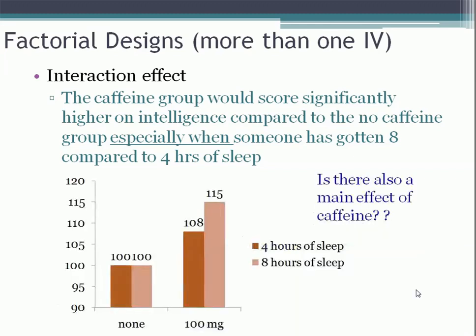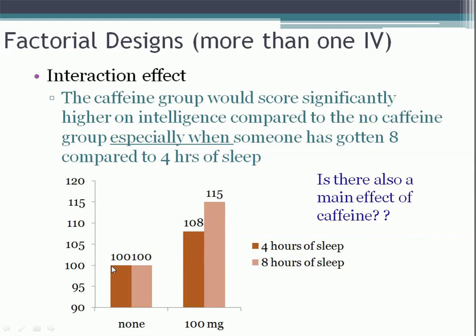And so this would look something like this, right? So the interaction is here, and the difference between the 4 and 8 hours within this one cell here. If this is significantly different, then we would have a statistically significant interaction term, right? So the people who got 8 hours of sleep scored significantly higher than the people who got 4 hours of sleep within that 100 milligram condition. And that's what makes this an interaction. There's a significant difference within this condition.